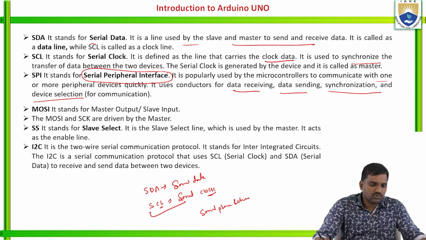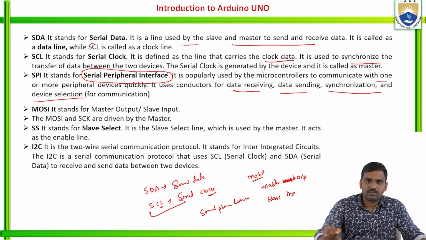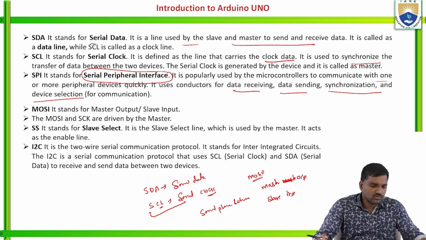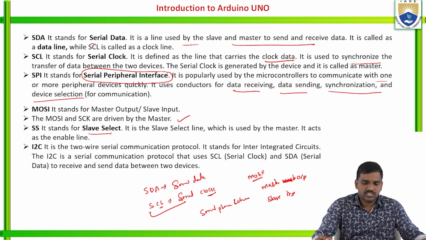Next one, MOSI. MOSI stands for master output and slave input. Input from the slave and output from the master. So MOSI and SCK are driven by the master only. SS stands for slave select. It is the select line which is used by the master. It acts as the enable line.